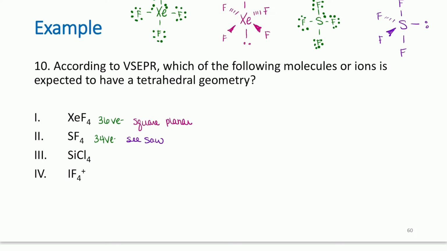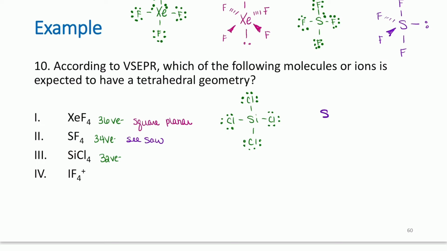Okay, silicon tetrachloride, SiCl4, chlorine, 7 valence electrons, and there's 4 of them, so that is 28. Silicon is underneath carbon, so it's got 4 valence electrons, so we've got 32 valence electrons here. Used up 8 electrons, 10, 12, 14, 16, 18, 20, 22, 24, 26, 28, 30, and 32. No more electrons. My central atom has its octet.